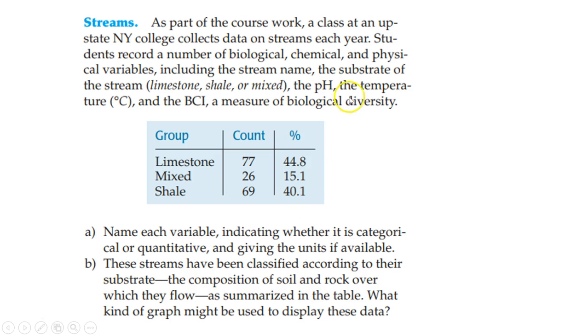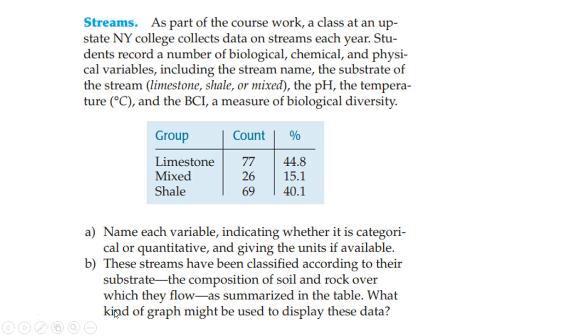Taking a look here, as part of the course work, a class at an upstate New York college collects data on streams each year. Students record a number of biological, chemical, and physical variables, including the stream name, the substrate of the stream, like what's in it, the pH, the temperature, the BCI. So they have a whole bunch of stuff. And here's what they get. So it says, name each variable, indicating whether it is categorical or quantitative, and give the units if possible, right? So that's what we're supposed to do.